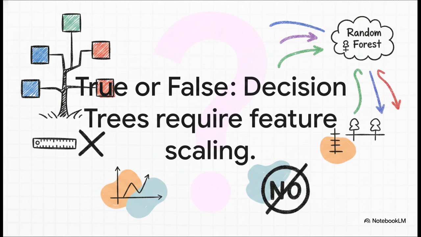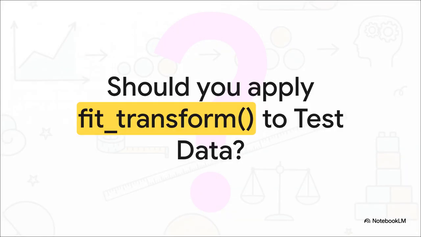And the answer is false. Tree-based algorithms don't care about distance metrics, so they're totally immune to feature scales. Last question. To prevent data leakage, should you apply fit_transform to your test data? The definitive answer here is no. You only ever use transform on the test data using the parameters your scaler already learned from the training set.